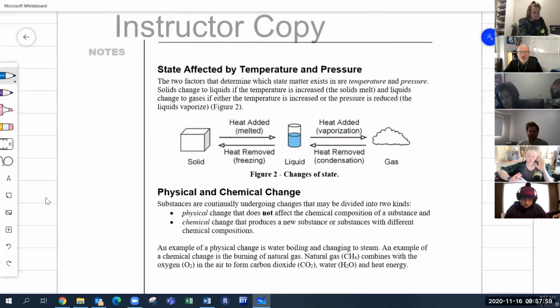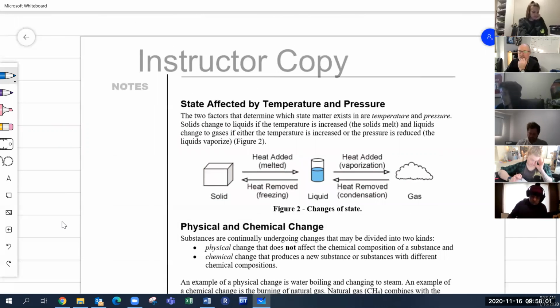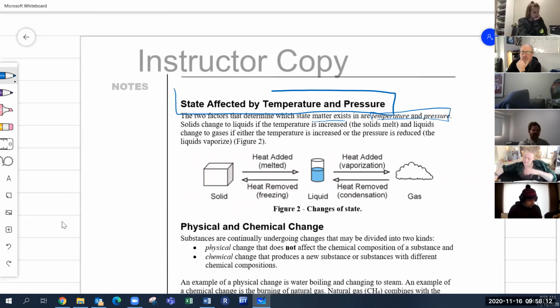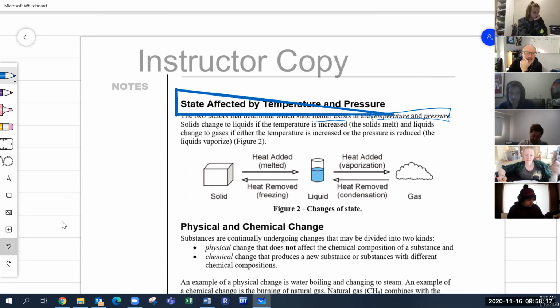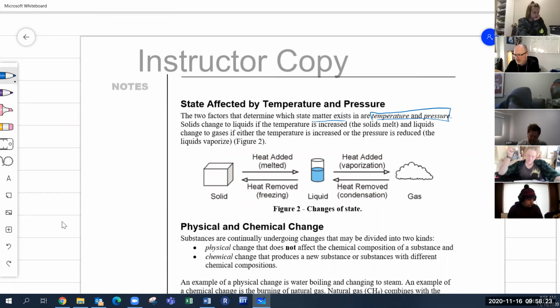Now, two factors that determine in which state matter exists are temperature and pressure. Those are the two biggest things. This is really big. Temperature and pressure affect, wow, everything that we do. Okay? Temperature and pressure affect everything. And I'm going to stop right there because there's a couple of things I want to say about temperature and pressure before we continue on.